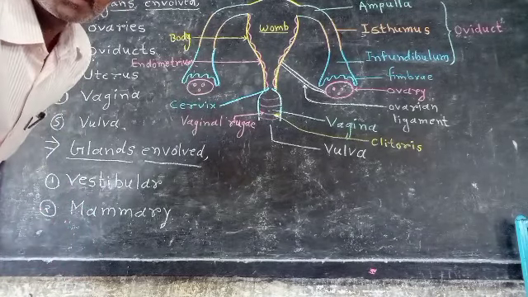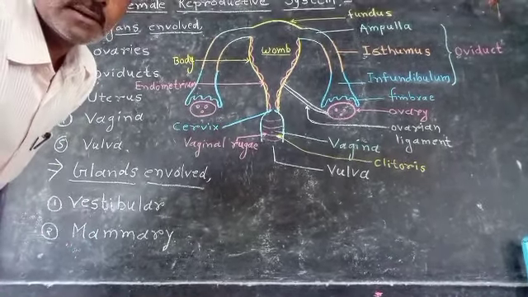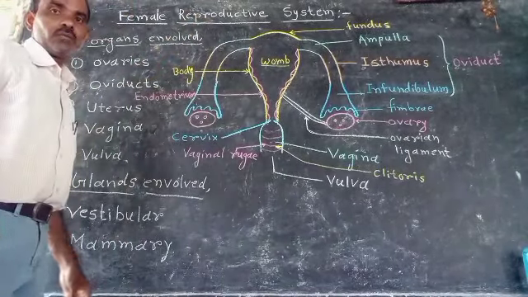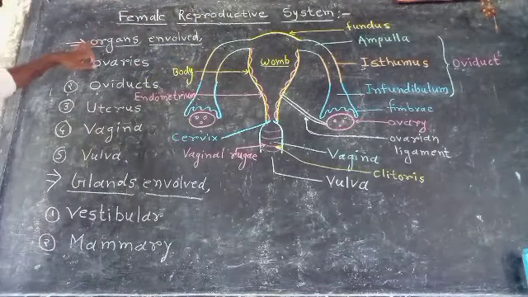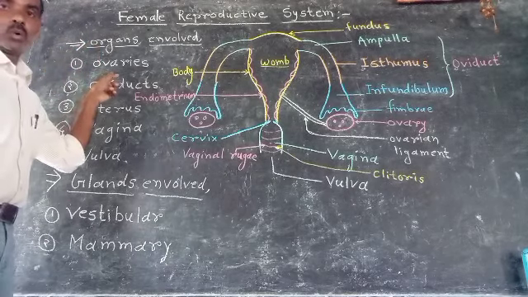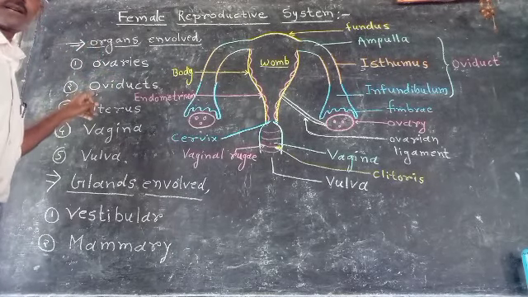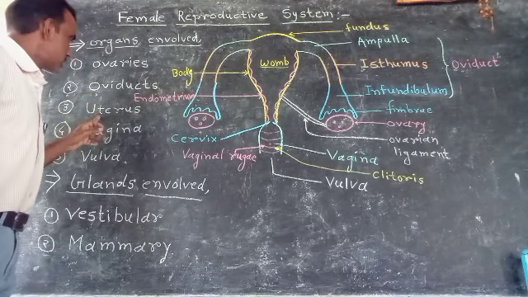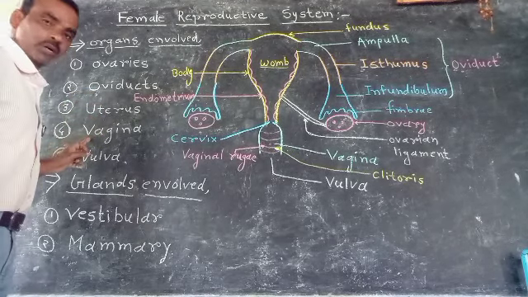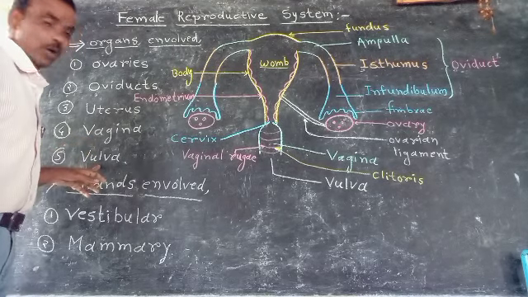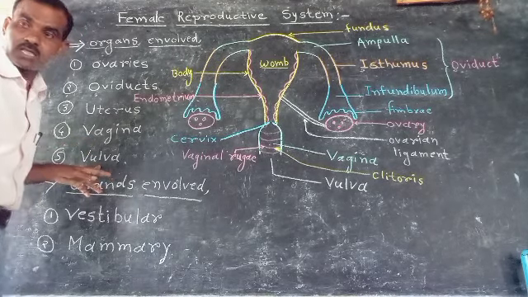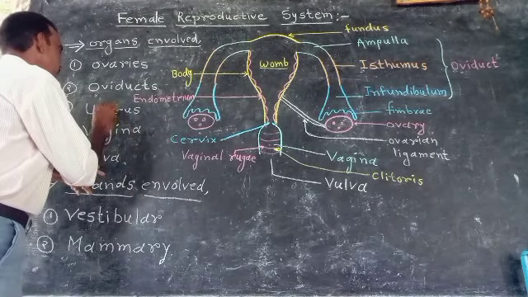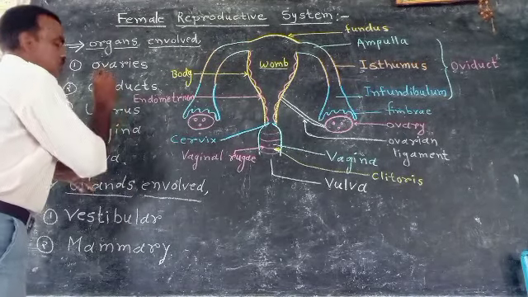Now, the female reproductive system. The female reproductive system consists of these organs: first one, ovaries; second, oviduct; uterus; vagina and vulva. Those are the organs involved in the female reproductive system.